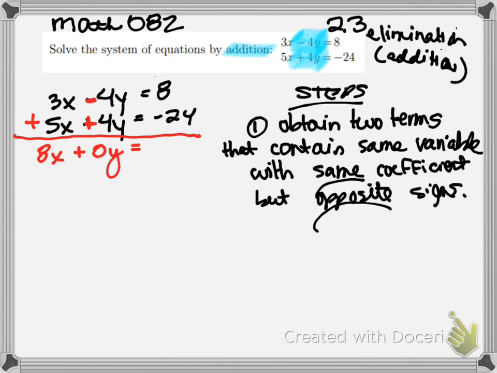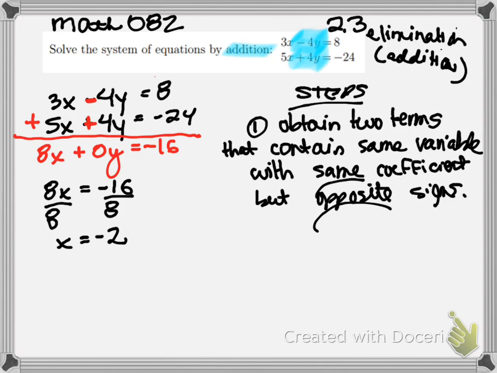Then we have 8 minus 24. That gives us -16. And our goal was, again, to eliminate a variable. We eliminated y, right? 0y is nothing, it's just 0. So then we have successfully, I hope, solved for x, okay?